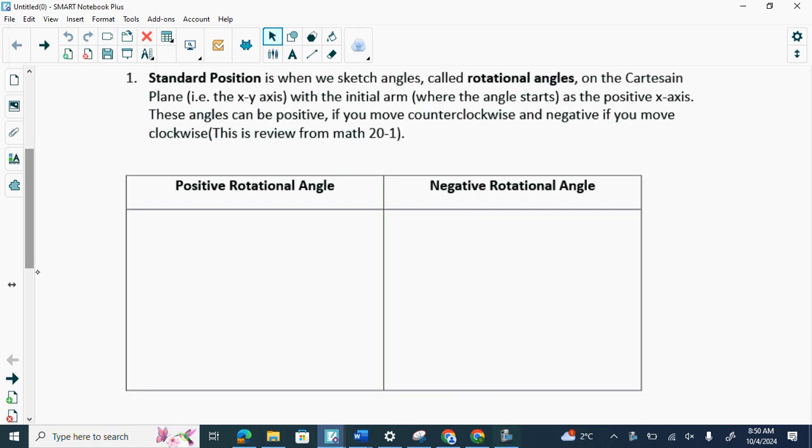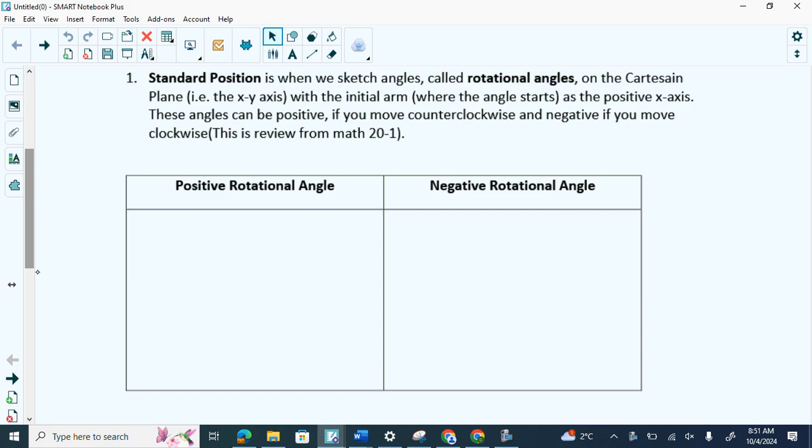So standard position is when we sketch angles, called rotational angles, on the Cartesian plane with the initial arm where the angle starts on the positive x-axis. And then for a positive rotational angle, we go counterclockwise. For negative, we go clockwise.